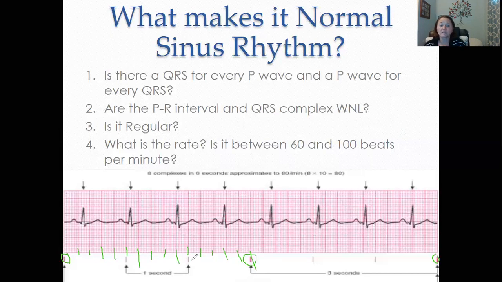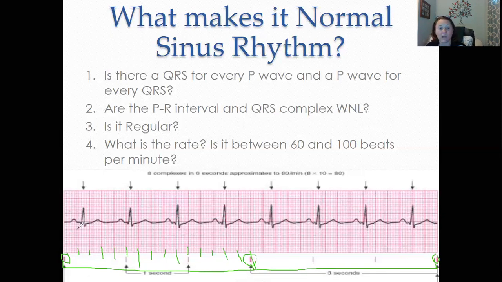So using the tick marks, how we determine rate is we want 6 seconds of time. So we want a 6-second strip to go off of so that we can multiply. For this one, we've got these tick marks at the bottom. We've got 3 seconds here, 3 seconds here. It's making our 6-second strip.